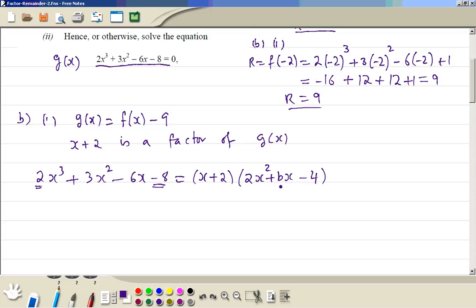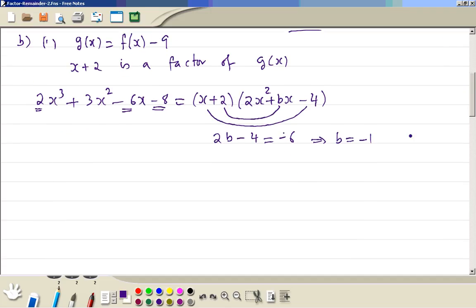Now we find b, so b is the coefficient of x, so either we're going to get the coefficient of x, 2 times this, or here 1 times minus 4. So this gives you 2b minus 4, and the coefficient is equal to minus 6. So from here we get b equal to minus 1. So therefore our g function is x plus 2, then the quadratic 2x squared minus x minus 4.